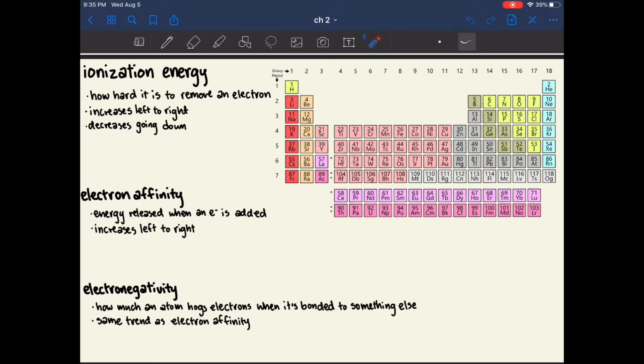And another reason why it's easy to remove valence electrons from lithium is because if you remove one electron, lithium gets the electronic configuration of helium, which is a noble gas and it's very stable. So lithium actually wants to have an electron removed so it can become the stable noble gas form.